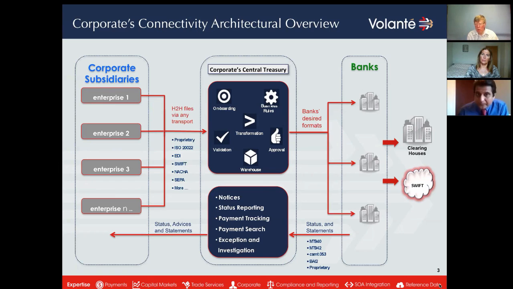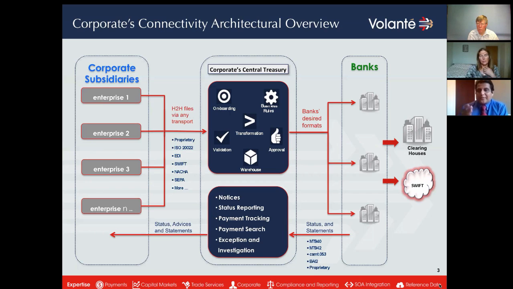Is this all done within Volpay? Absolutely. Volpay channel provides this capability now to the Central Treasury, where you can manage any incoming format and apply business rules to that to route it to the appropriate bank in their desired format. And in addition, add any internal netting or liquidity management rules that the Central Treasury might so desire to have. In addition, business rules also help you getting back the statuses, all the notices, whether it's MT 940s, 942 statements, etc., and communicating back to the subsidiaries.